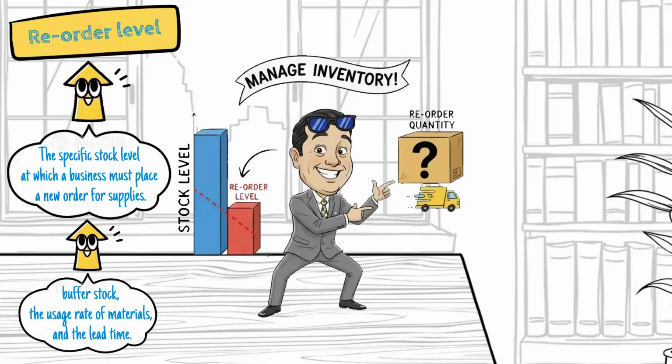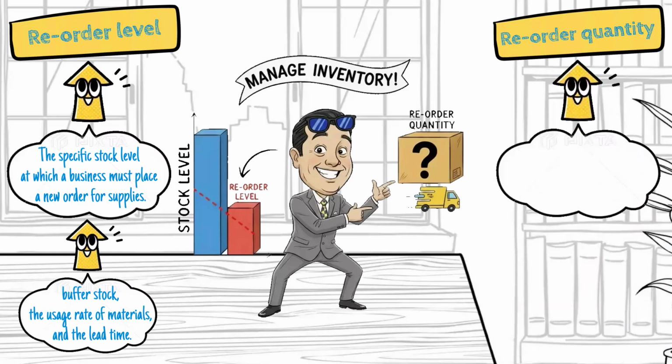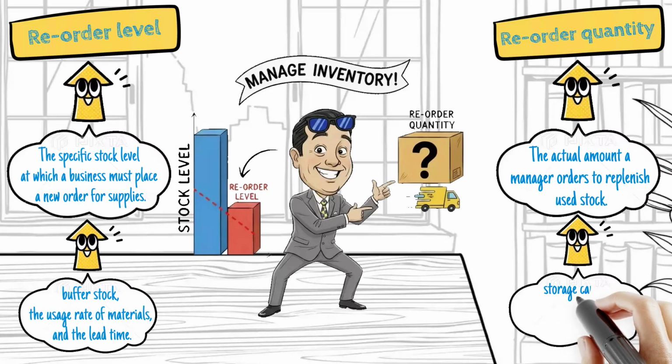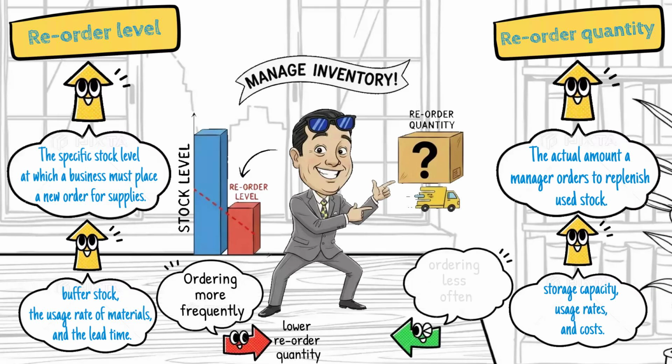Reorder quantity. The reorder quantity is the actual amount a manager orders to replenish used stock. This volume depends on storage capacity, usage rates, and costs. Ordering more frequently results in a lower reorder quantity, while ordering less often requires a larger quantity to be purchased at once.